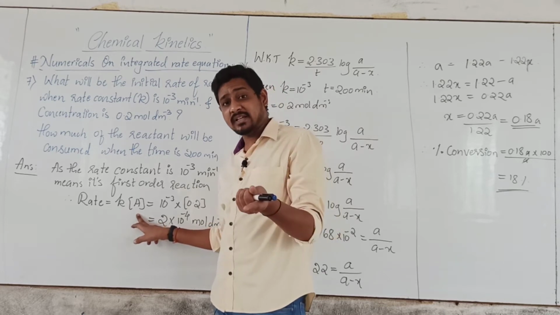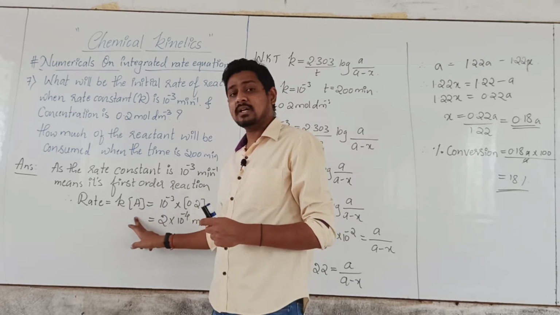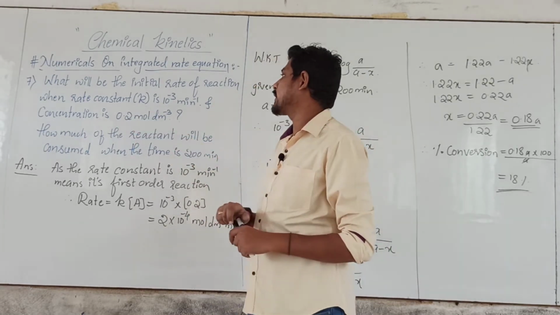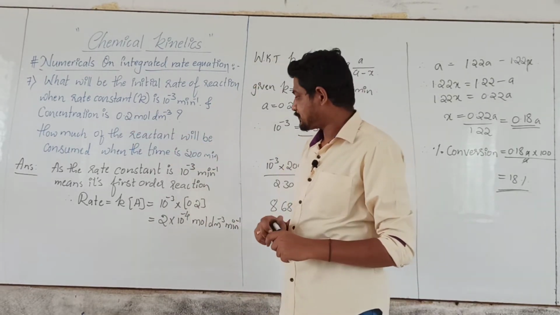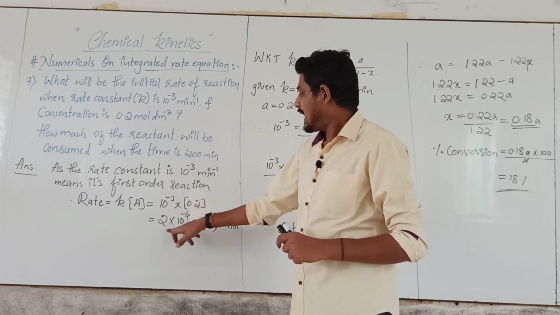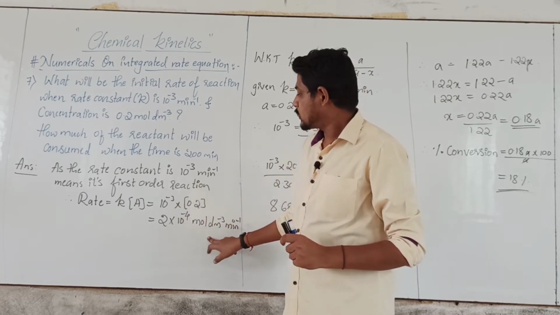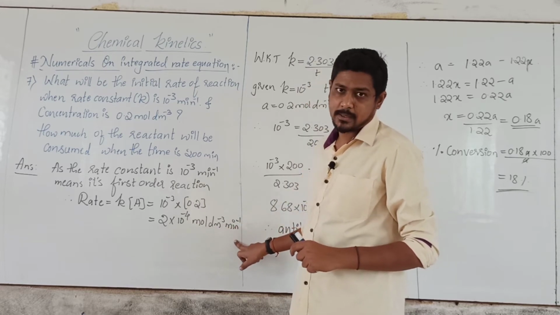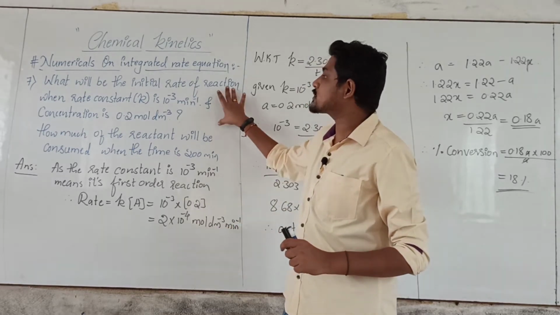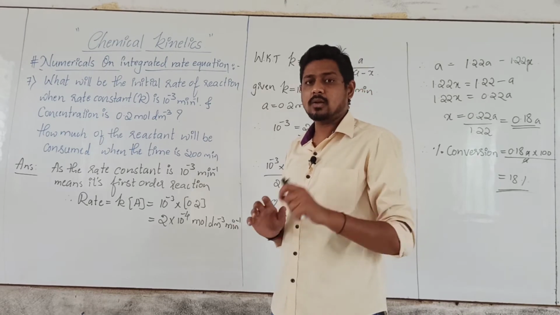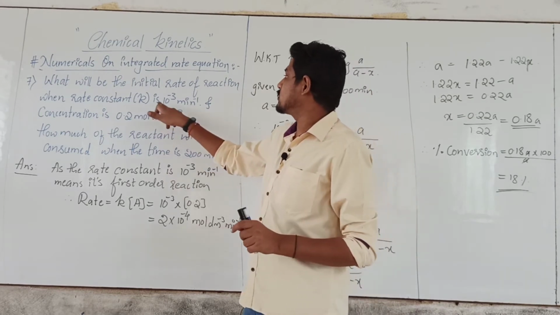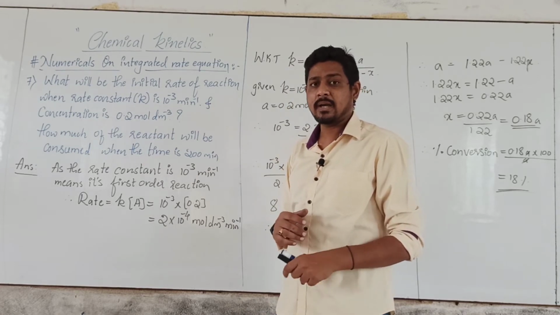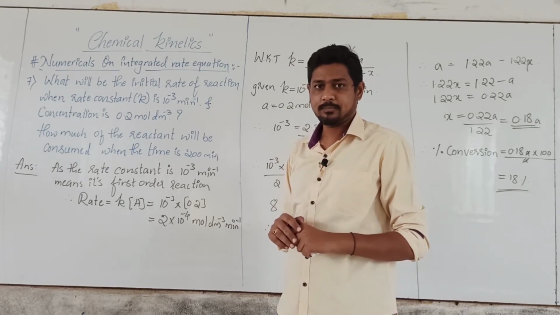Now they have asked for the initial rate, so we have to take the initial concentration. That they have also given, the concentration is 0.2 moles per dm cube. So you have to multiply, and this is the answer: 2 into 10 to the power minus 4 moles per dm cube per minute. So now the first problem is over. In competitive examinations they will give you the unit of rate constant, and from the unit of rate constant you have to identify the order of the reaction.